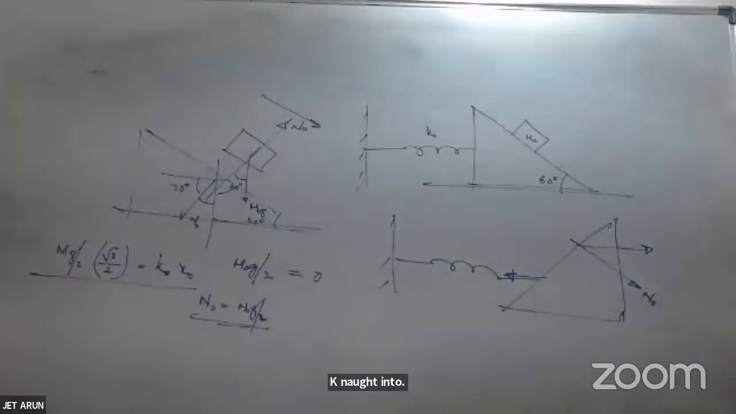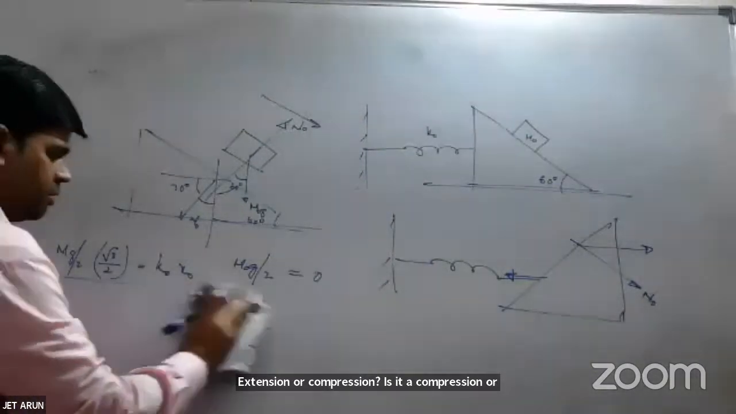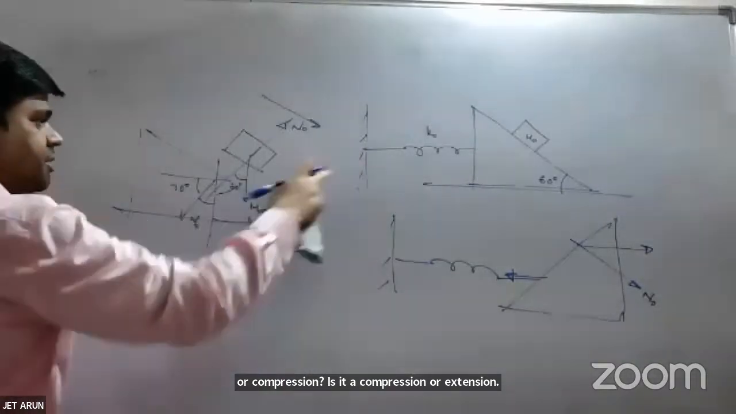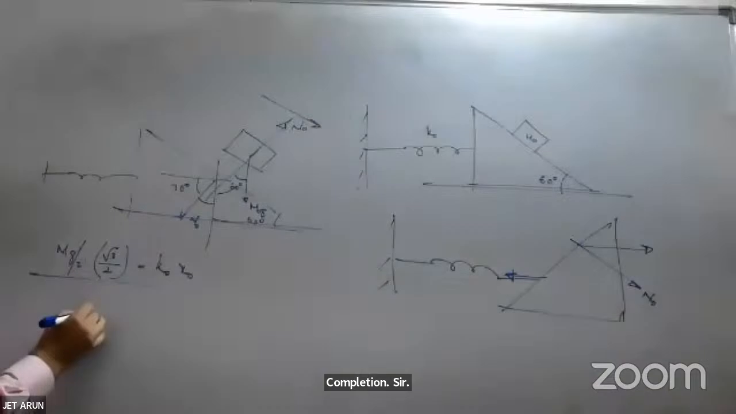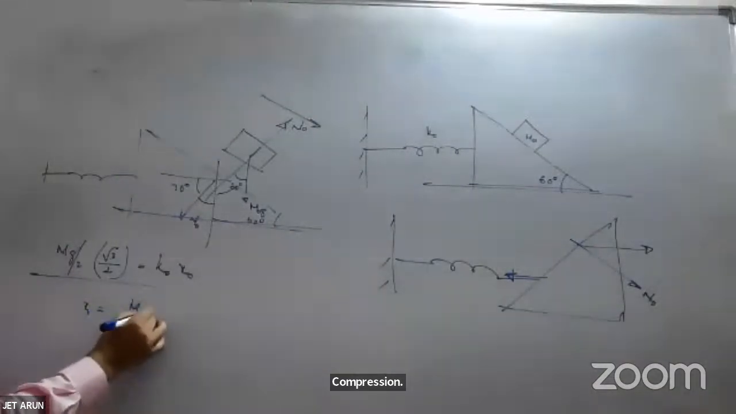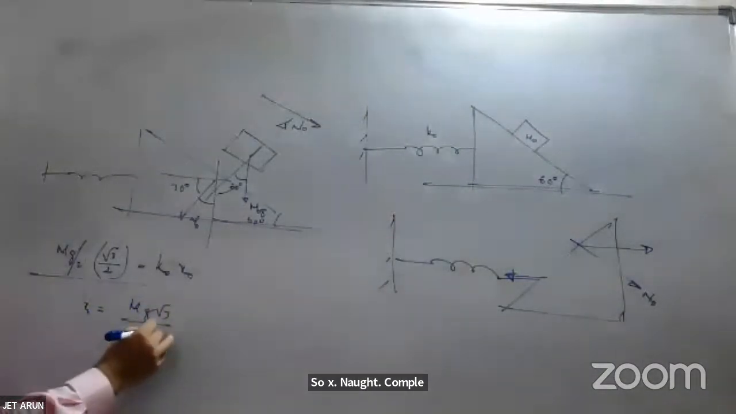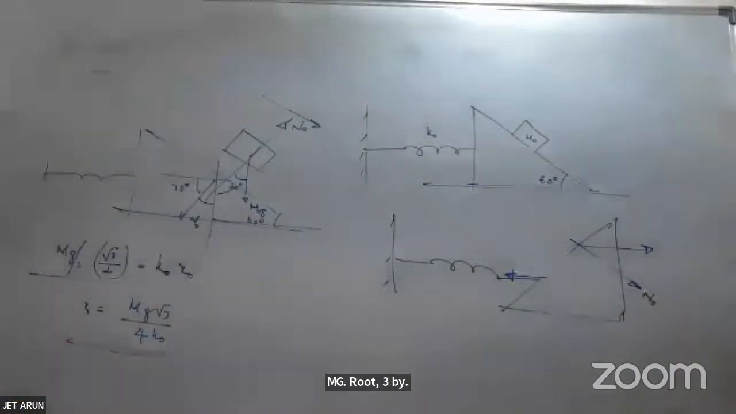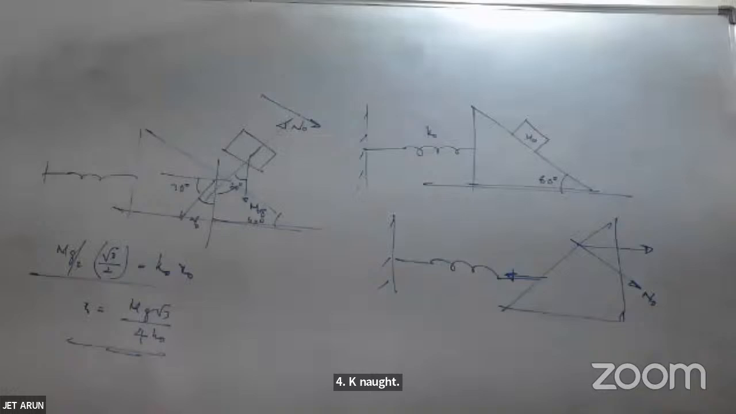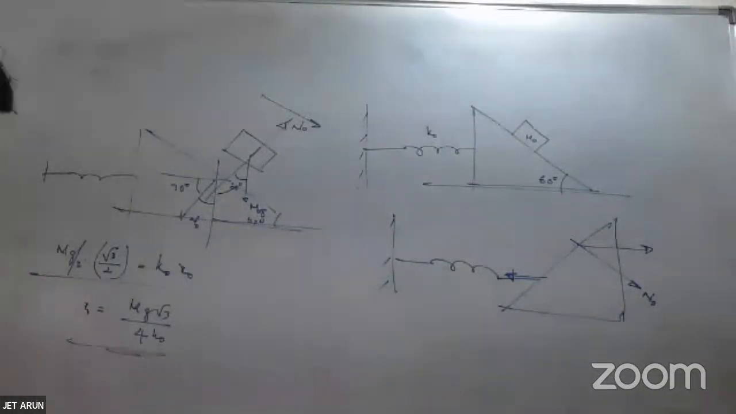Is it a compression or extension? In this case, compression, sir. Compression. So x naught compression is equal to mg root 3 by 4 k naught. Is it okay, students? Yes, sir.